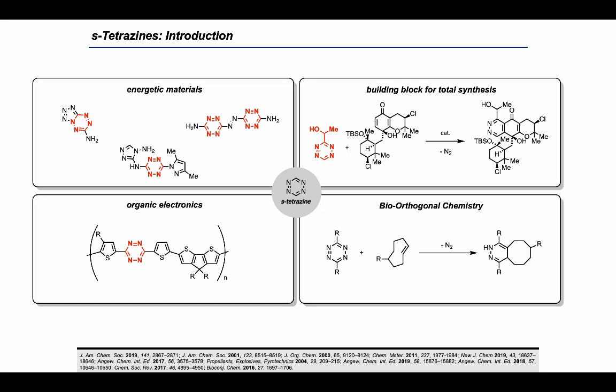Tetrazines are these nitrogen-rich heterocycles which have become valuable building blocks in many fields of chemistry, including energetic materials due to their high nitrogen content, as building blocks for total synthesis, as recently showcased by the total synthesis of Azamerone, where this tetrazine was used to forge the pyridazine core through an inverse electron demand Diels-Alder reaction, as parts of organic electronics, and most recently in bioorthogonal chemistry due to their fast reactivity with alkynes and alkenes.